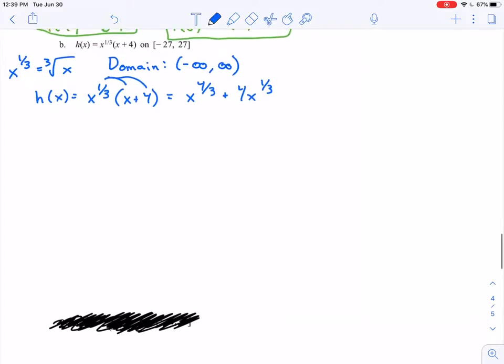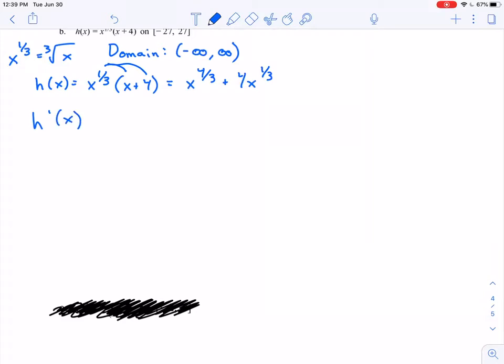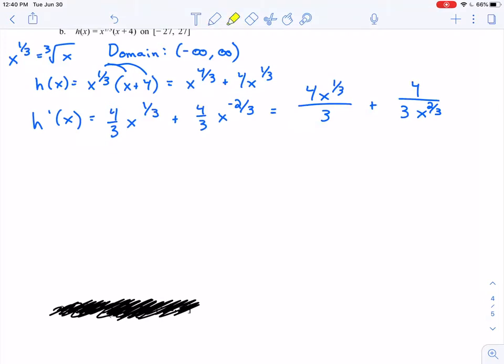So I'm going to take the derivative, h prime of x, derivative of x to the 4/3. I should have 4/3 x to the 1/3 power. Plus over here, 4 times 1/3, I'm actually going to have the same thing, 4/3 times x. This time I'll subtract 1 from my power. I should have x to the negative 2/3 power. And I'm going to rewrite that with a positive exponent just because I know I'm going to be working with it a lot algebraically going forward. Let's say this is 4x to the 1/3 divided by 3 plus 4 over 3x to the 2/3 power here.